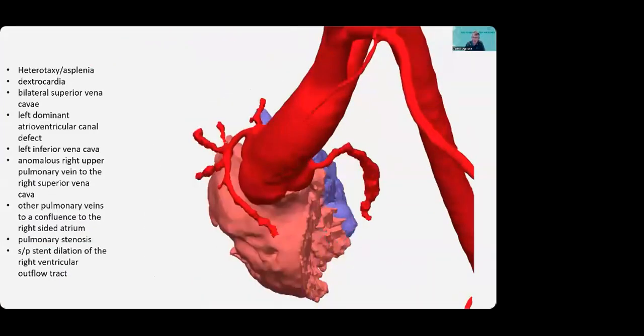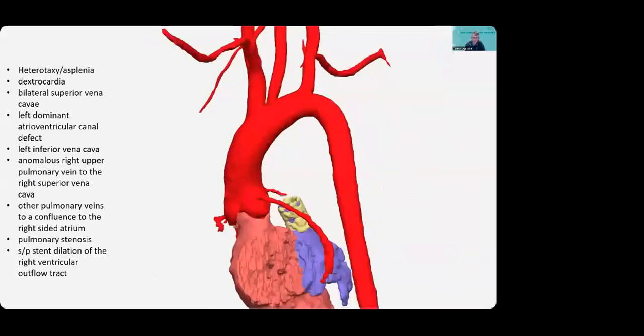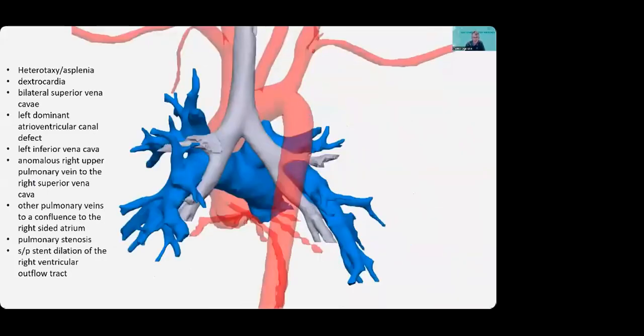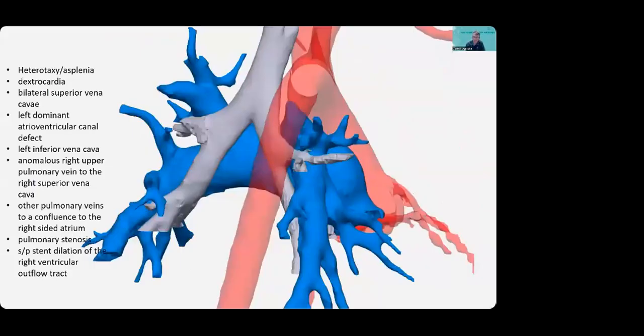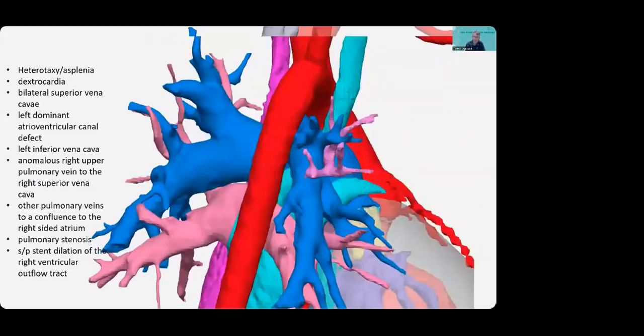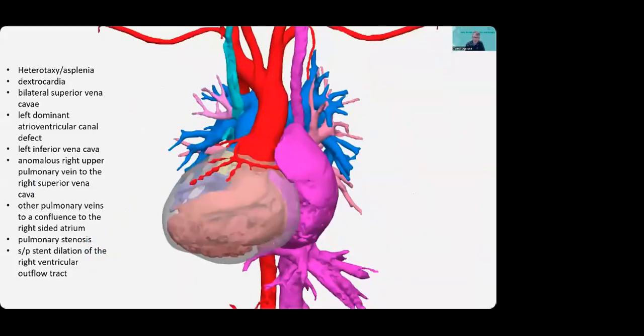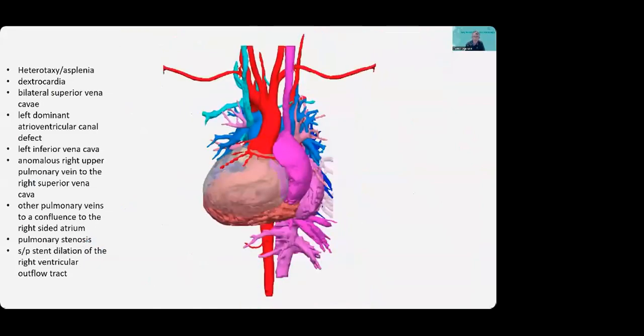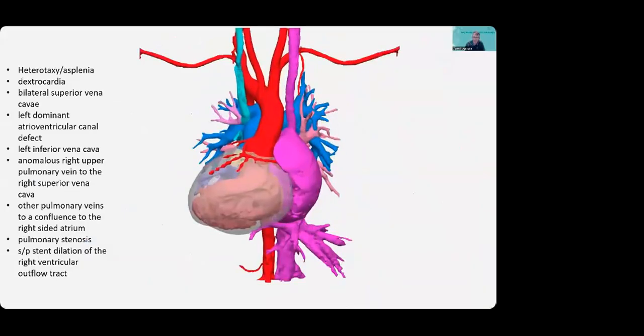And so you can see how these 3D models really give us a unique perspective on the anatomy and the different relationships between the anatomical features, and they've really become a mainstay for how we plan and carry out these complex reconstructions in heterotaxy patients.